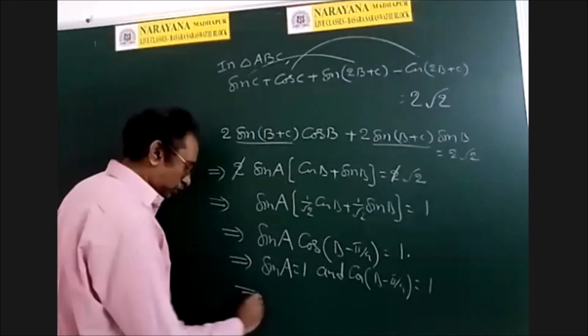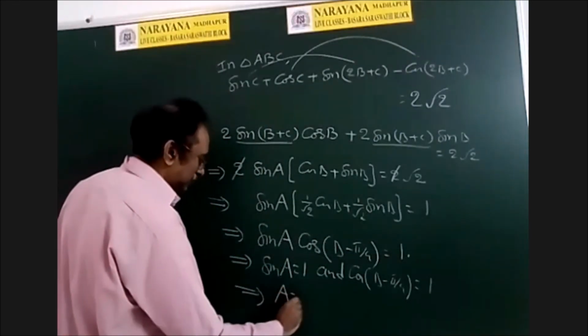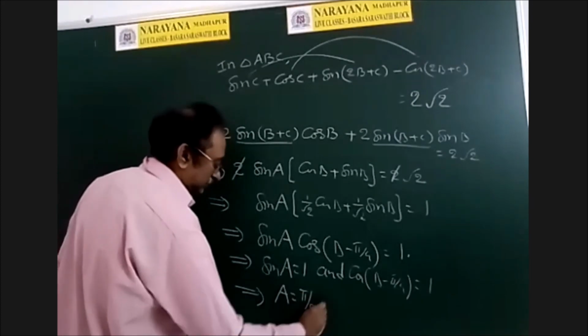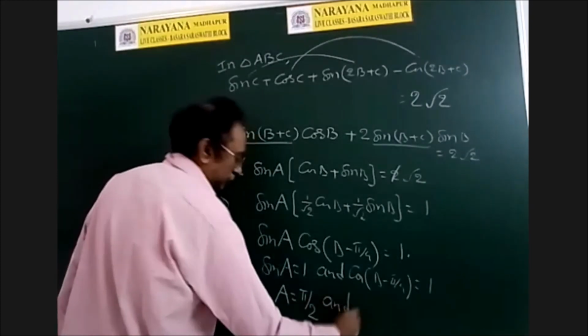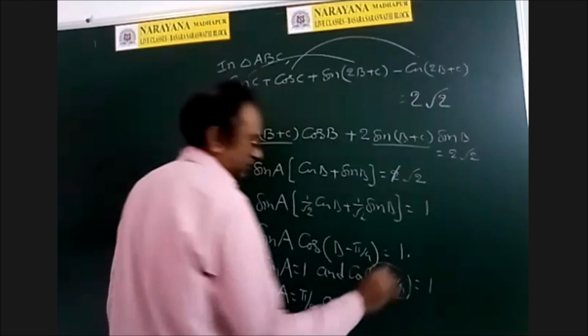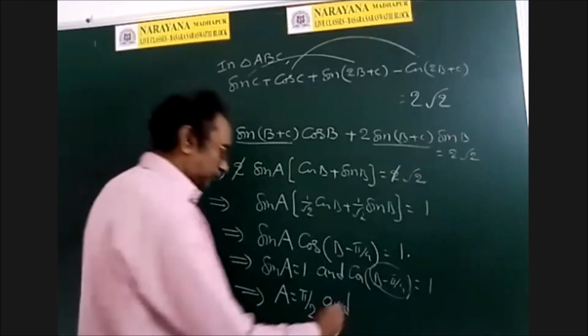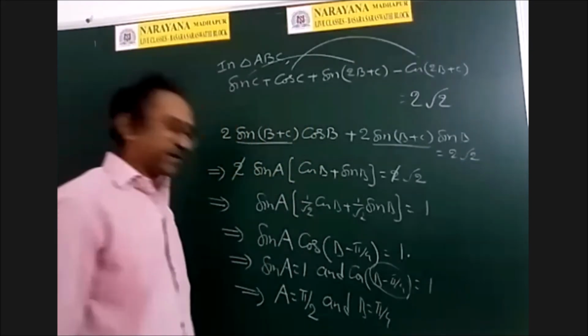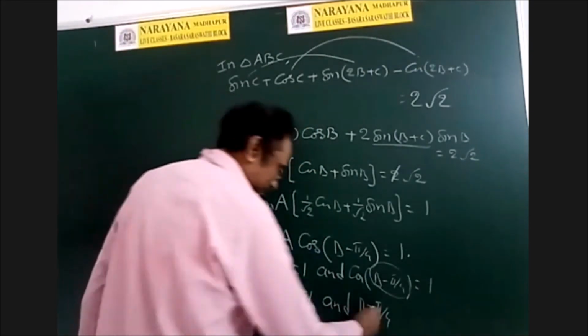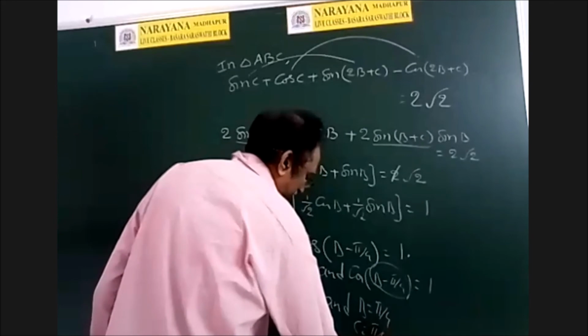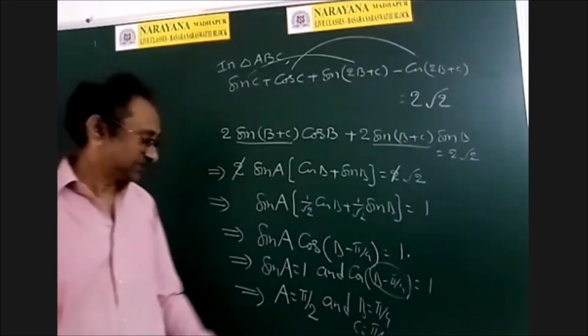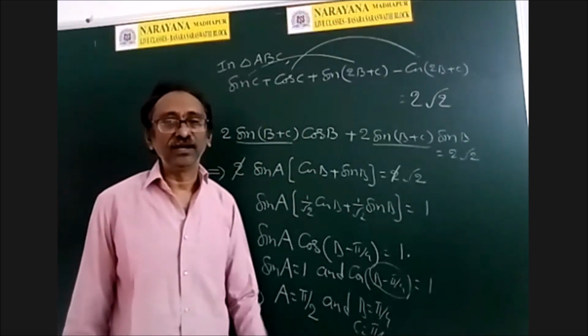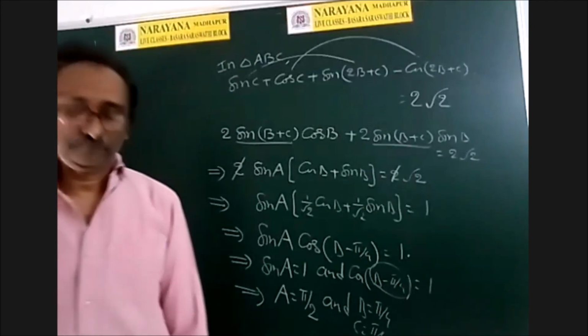And therefore, sin A is equal to 1 means A must be 90 degrees. And cos value 1 means the angle must be 0. Therefore, B is equal to pi by 4. So automatically, C is also equal to pi by 4. So 45, 45, 90. So it is a right angled isosceles triangle.